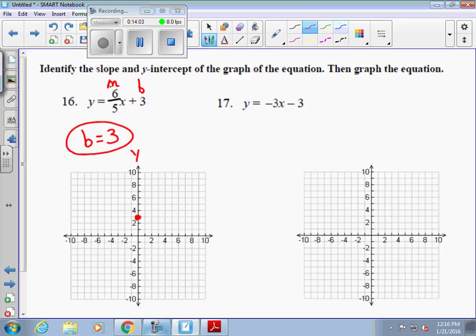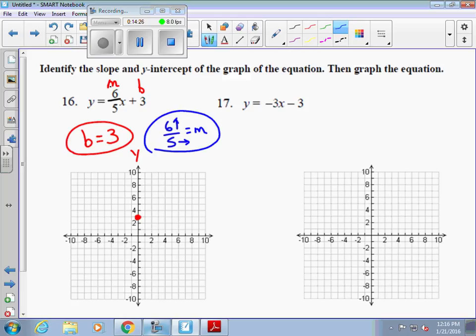Your slope, your m, is 6 over 5. That's what your m value is. That tells you where to move. Remember, m tells you where to move. It tells you to go up 6 because it's rise over run. 6 means go up. If it were negative, you'd go down. 5 is positive. Run tells you to go left or right. 5, since it's positive, tells you to go right.